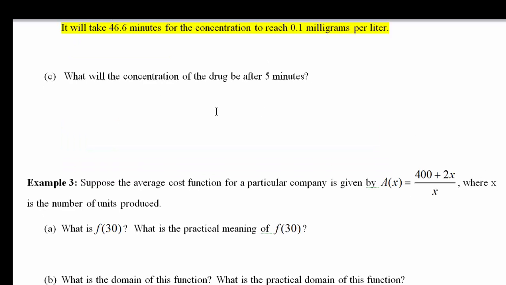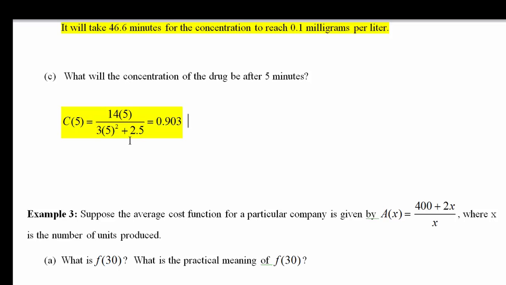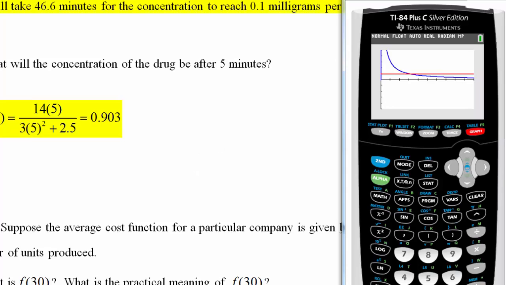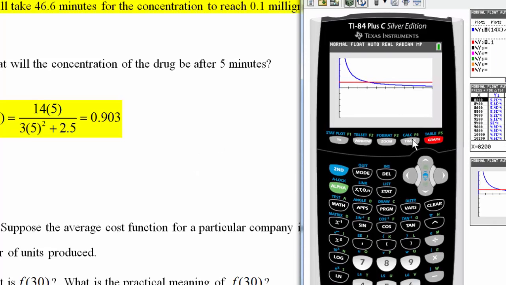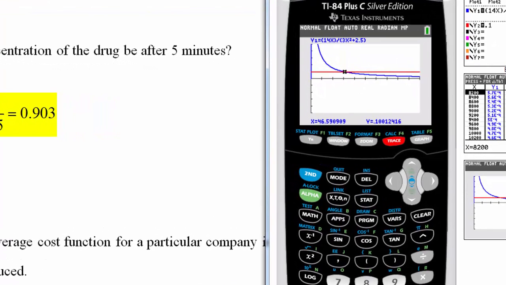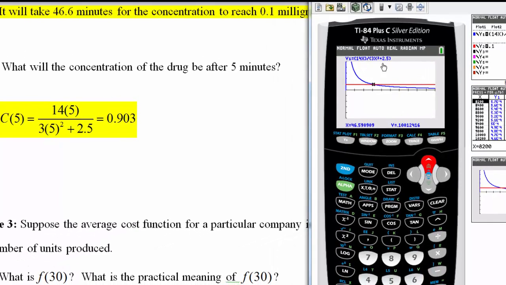We're then asked to find the concentration after 5 minutes. So the equation we'll need to solve will look like this. Let's get out our calculator. If we look at the previous graph, I press the trace key and press 5, and first make sure that this y1 says 14x divided by 3x squared plus 2.5. If you don't have the correct equation up top, you can just press the up arrow and it will scroll between 0.1 and our equation. So we want the 14x divided by 3x squared equation. Then press the trace key and press 5 for 5 minutes.